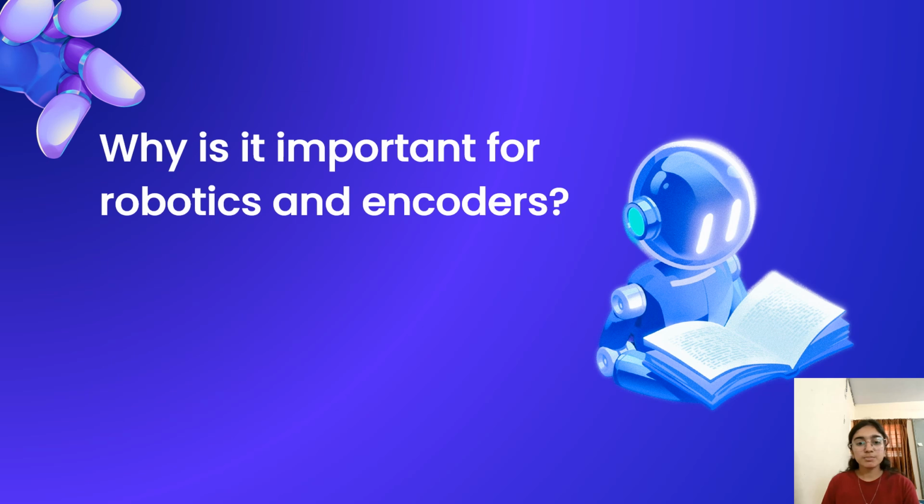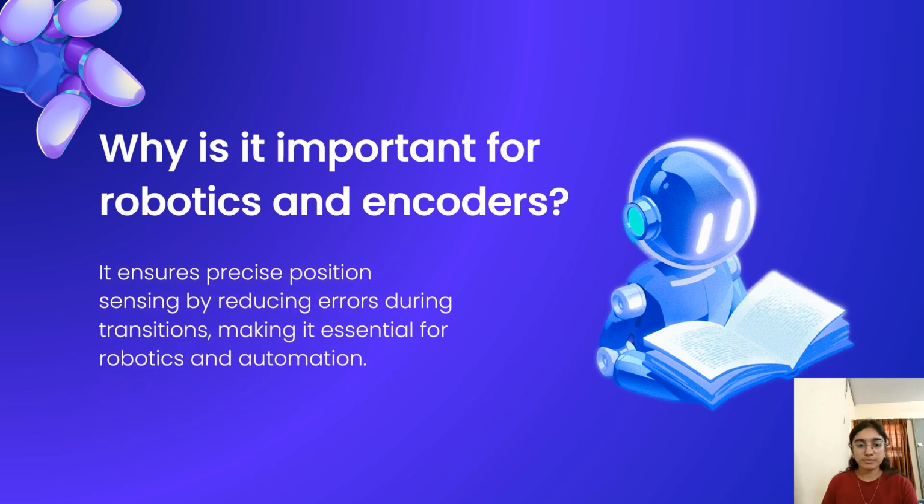Now, why is it important for robotics and encoders? It ensures precise position sensing by reducing errors during transition, making it essential for robots and automation. When robots move, they change position very fast. If we use normal binary, multiple bits might change at once, causing mistakes. Gray code changes only one bit at a time, making it highly reliable for reading positions without errors. This is why it's crucial for robots and automation.